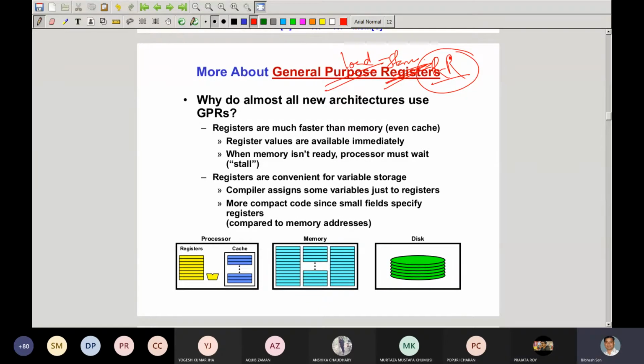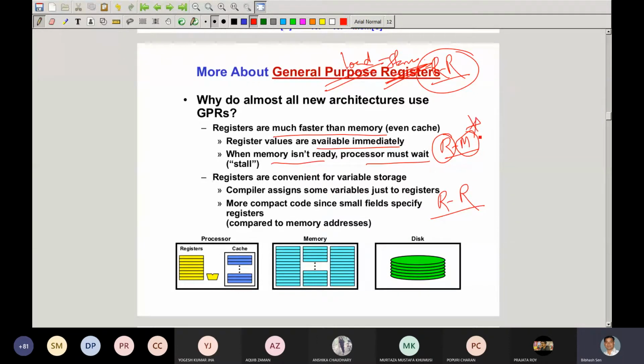No, sir. Because I have mentioned here, registers are much faster than memory, even cache. So register variables are available immediately. When memory is not ready, the processor must wait. That is the main problem where the register-memory concept is a problem. But if you use registers instead, it is very fast. Why am I telling that? Because memory is slow and registers are very fast.